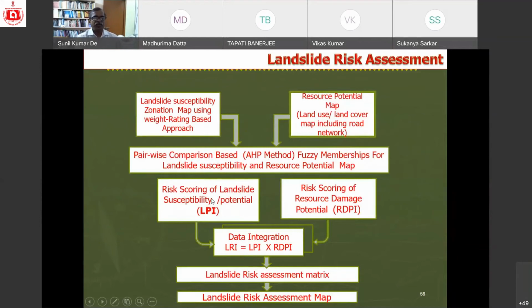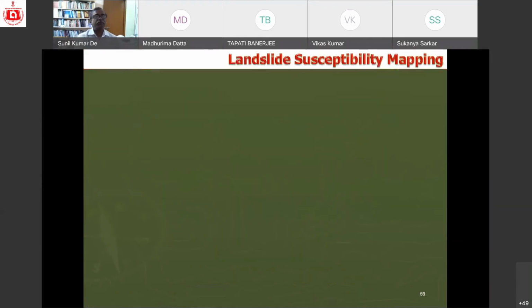Then risk scoring we'll have to do, risk scoring for resource damage potential also we'll have to do. Then we'll have to multiply this landslide potential and resource damage potential to get this landslide risk assessment matrix, and after that we can prepare the landslide risk assessment map.